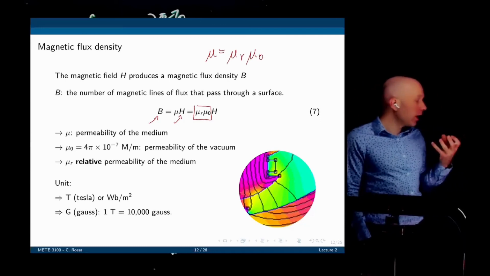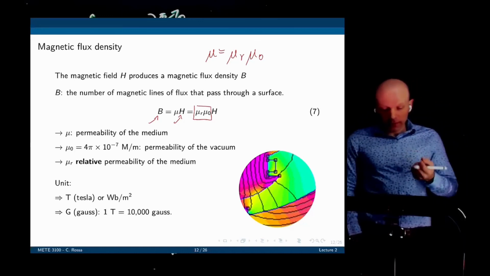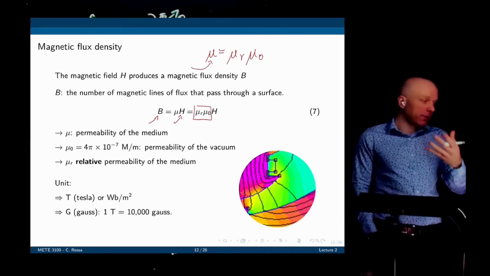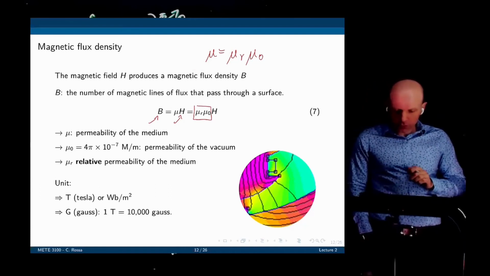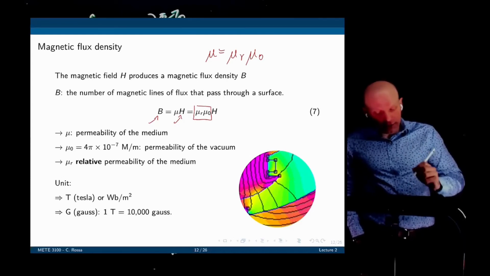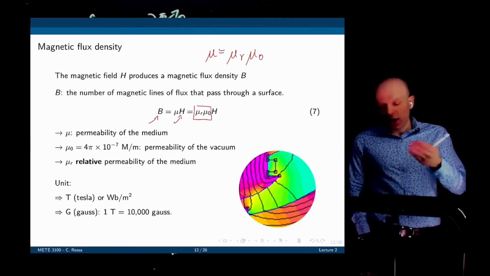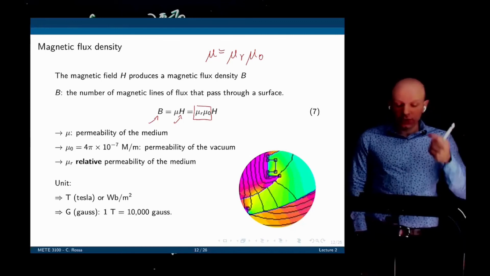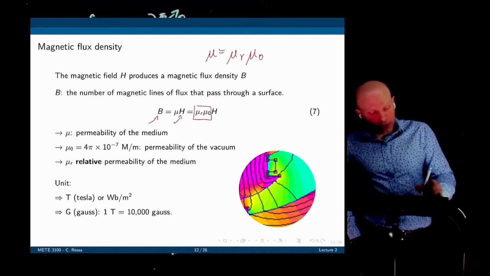Each ferromagnetic material, or even non-magnetic material, has its own permeability. We can use the absolute permeability. So when you refer to mu, it's the absolute permeability that has its own unit. Or we can say the magnetic permeability is relative to the permeability of the vacuum. Let's say, for example, that iron has a relative magnetic permeability of 1000. When you say relative, we say relative to the vacuum. So mu r for iron would be 1000.